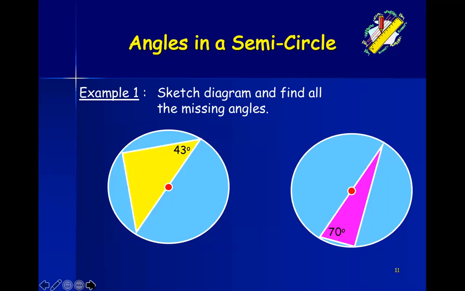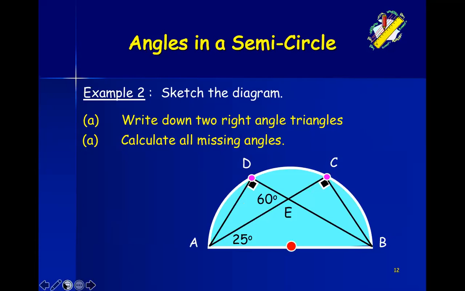If you wanted to, you could have just sketched them separately like I just said, and you would get the same answer. So now a second example: sketch this diagram, write down two right angles and calculate all missing angles. So again, this is a typical type of Nat5 question I've seen before, where we're asked to find the other angles.